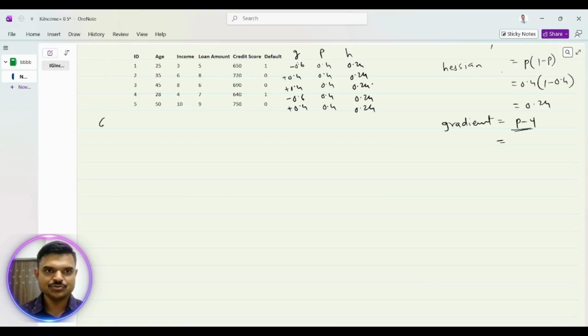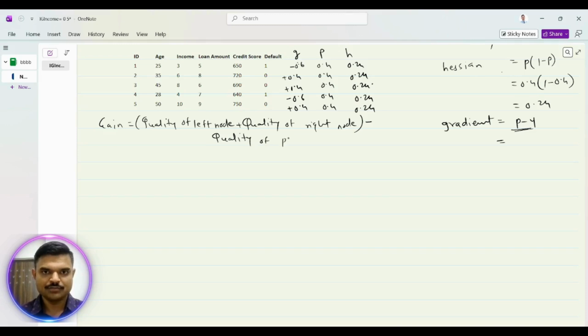Gain will be equal to quality of left node plus quality of right node minus quality of parent node.